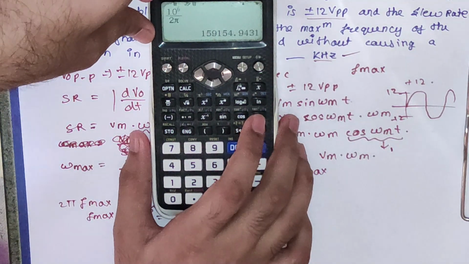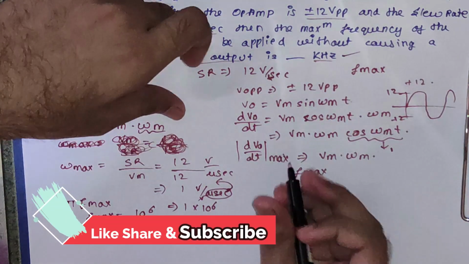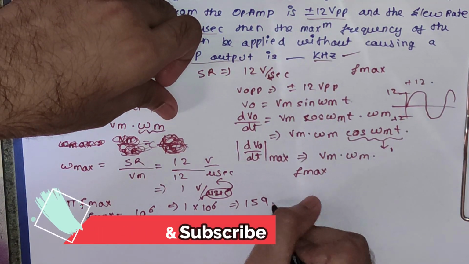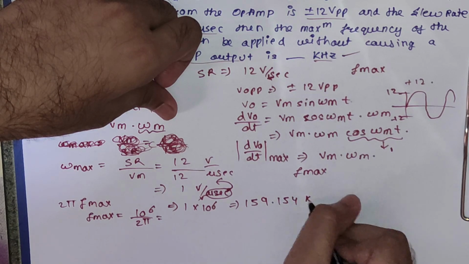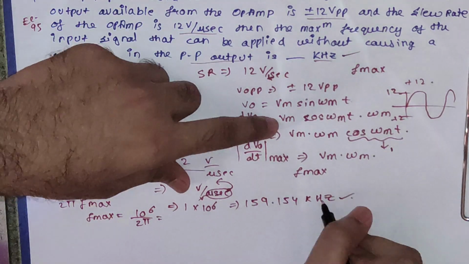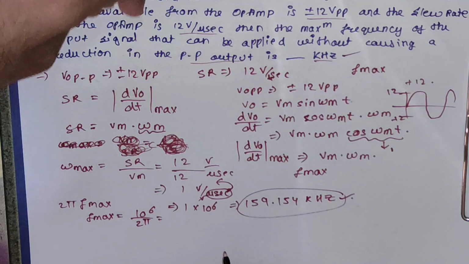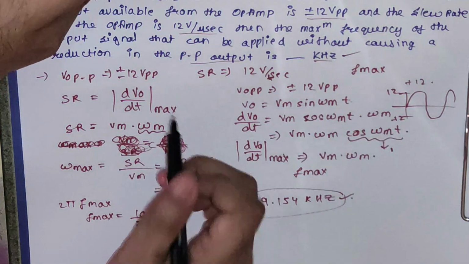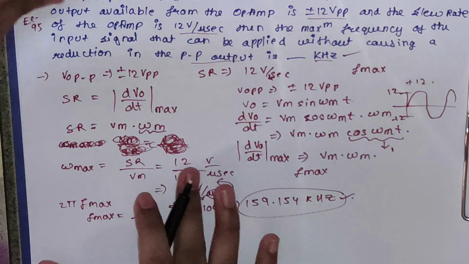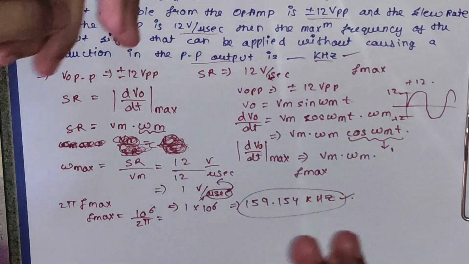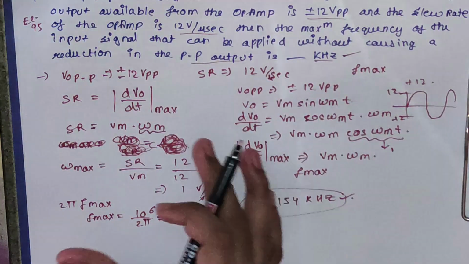So you will get 159154, basically 159.154 kilohertz. Okay, so this is your answer. This is the maximum frequency which you can apply without causing any reduction in the peak to peak output. So you can see, if you know the concept, you can solve this type of question very easily.